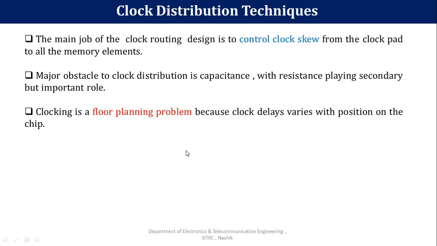Now, what is the major obstacle in clock distribution? The major obstacle in the clock distribution process is the capacitance which is present due to the MOSFET structure, or due to the wire length or wire width, and capacitance due to the various components which are present on the chip. Also, the wire resistance plays a secondary but important role in clock distribution.